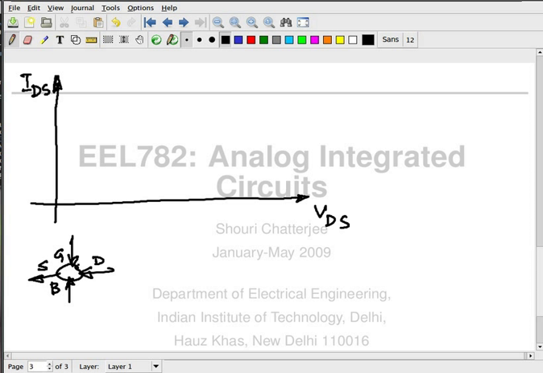Okay, body current is 0, gate current is tiny. So we are safely going to assume that drain current is equal to source current. So IDS is basically the same as ID, which is the same as IS. Alright?